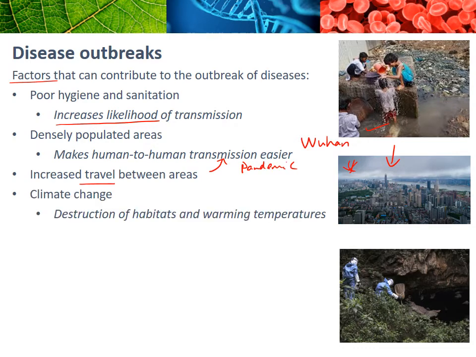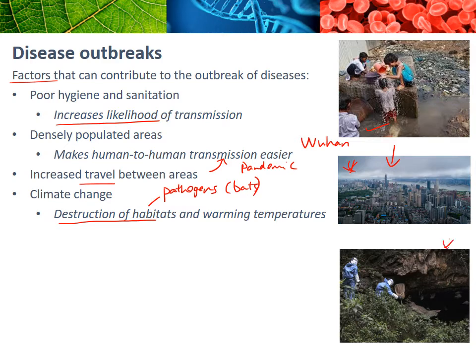Climate change is a big one. I can already see Jim shaking his head going, oh, here she goes again. But climate change means that we are interfering with habitats where pathogens live. Pathogens live in things like bats. Usually humans don't have that much contact with bats, but if we keep destroying habitats, those environments for those bats get disturbed and they start moving around and they come into contact with humans.